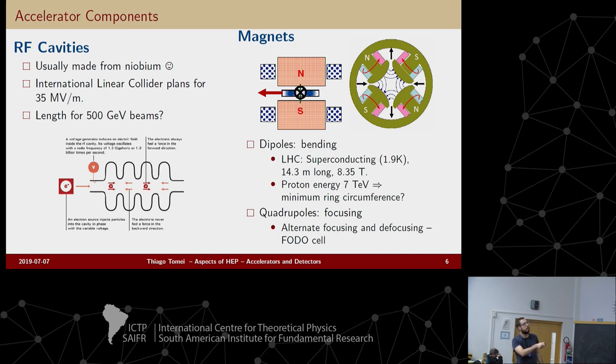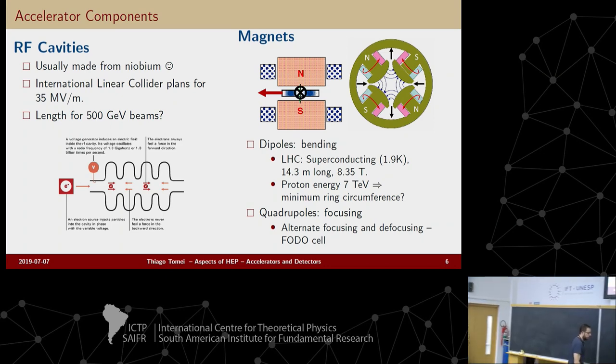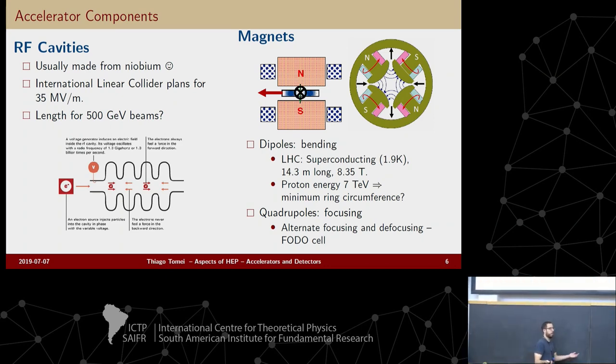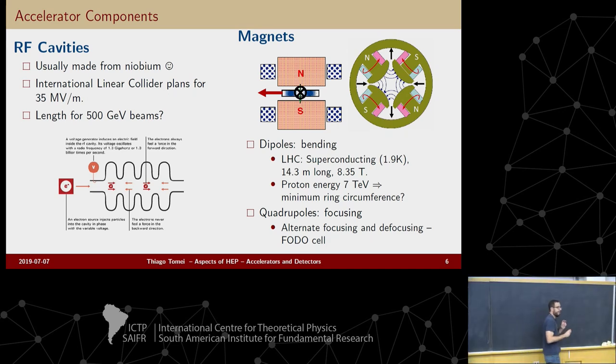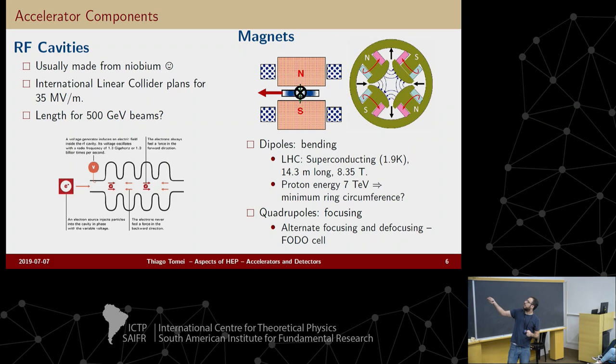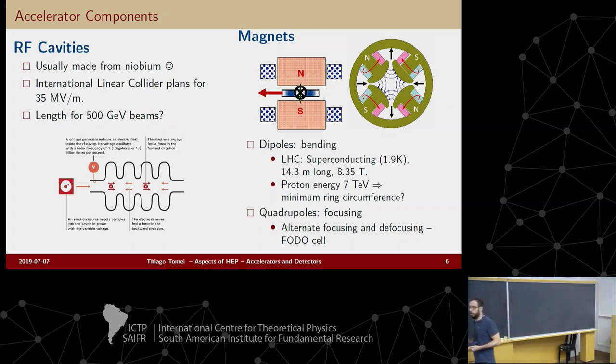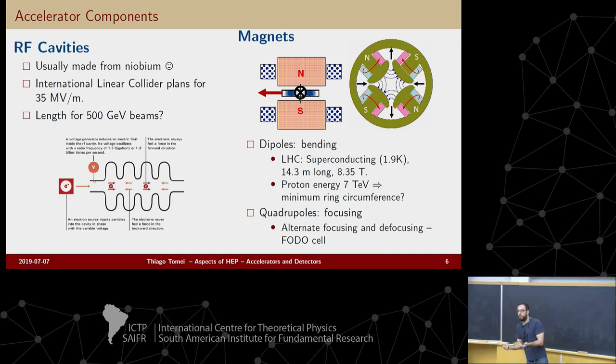These arrows here are the force that a particle coming out of the screen would be feeling. So it's impossible, you cannot focus. The answer is that there is something called a FODO cell, where you set two of these with a 90-degree rotation. And then you can tune them such that the overall effect is to focus the beam in the two directions.